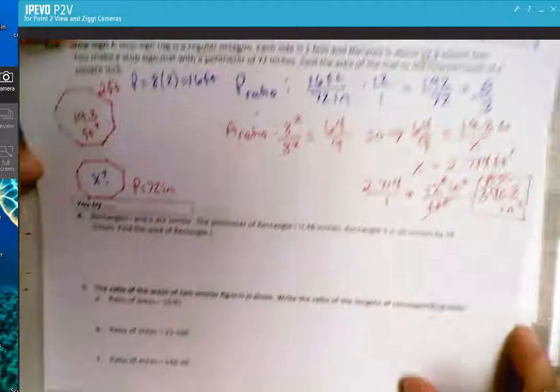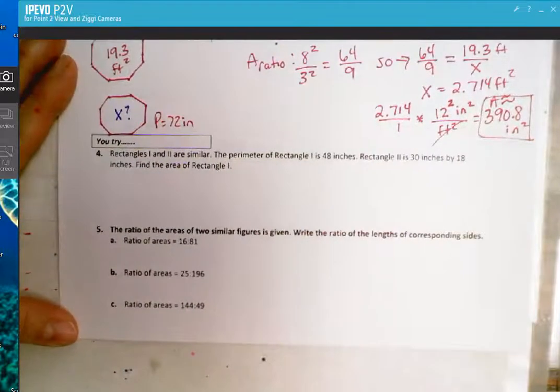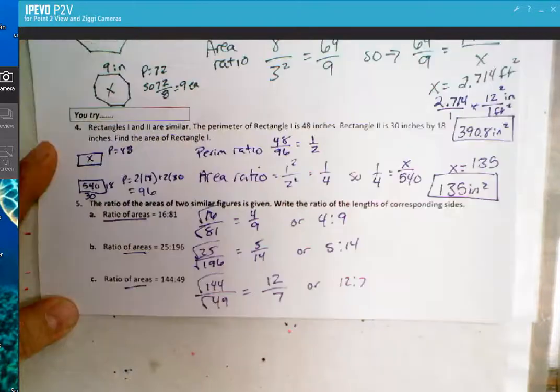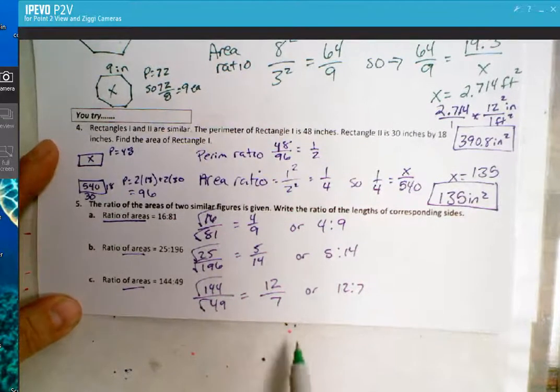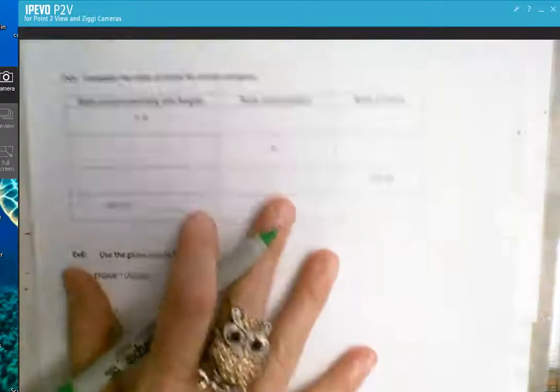All right, 4 and 5 are for you to try, so go ahead and pause the video, give those a try, and come back and check your answers. Okay, there are your answers for numbers 4 and 5. Let me know if you have any questions when you come in tomorrow. And let's take a look at the last couple. So this will be a real quick lecture today.